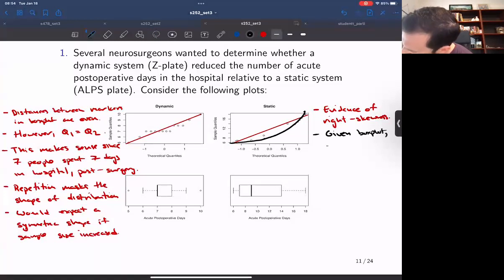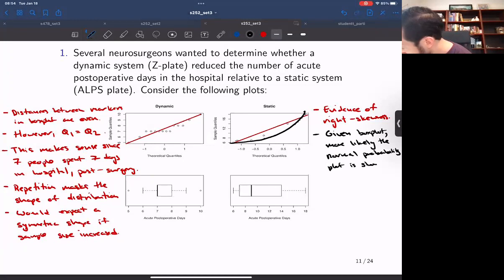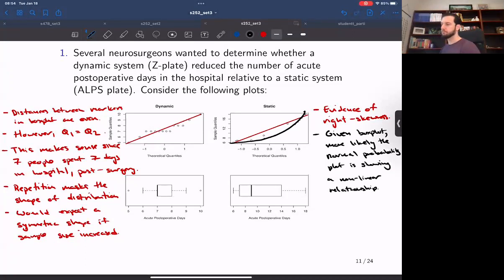Given the box plot, more likely the normal probability plot is showing a nonlinear relationship.